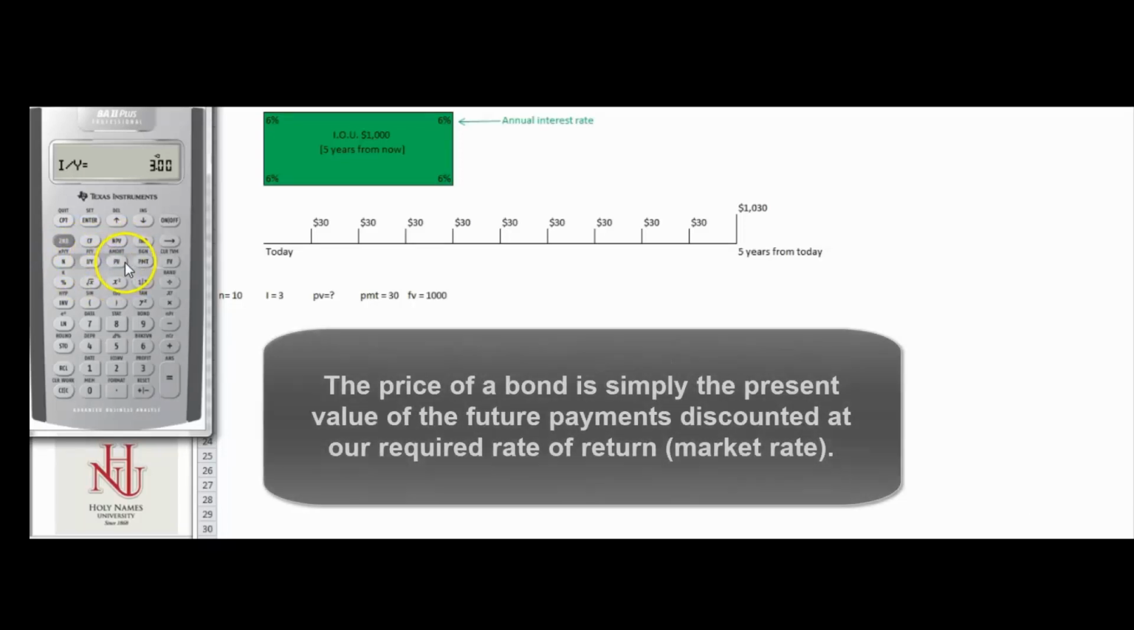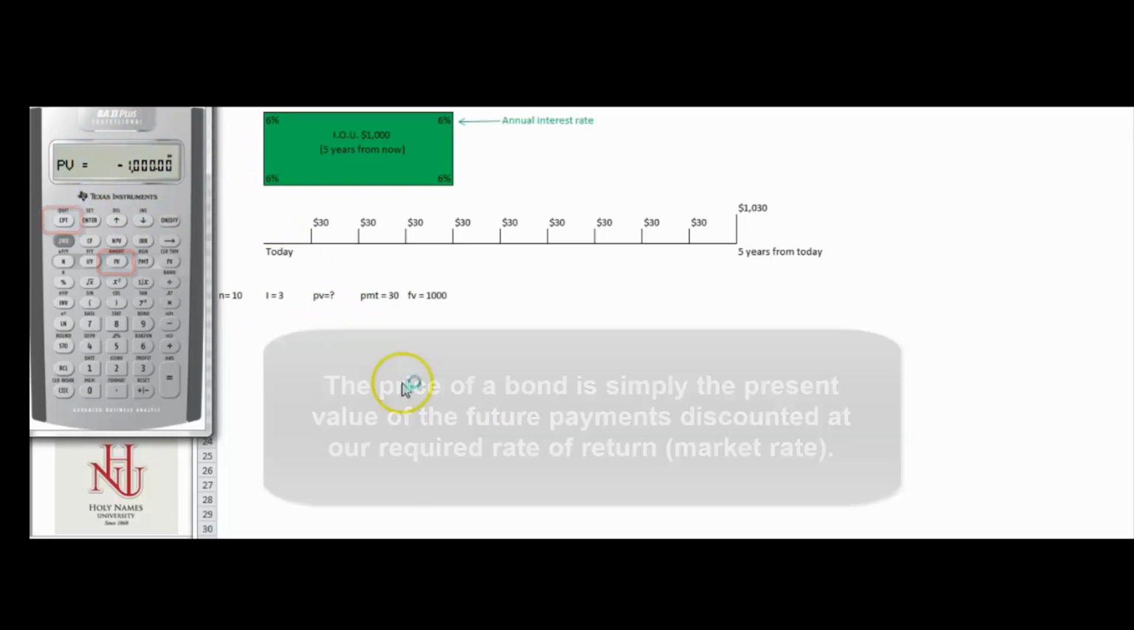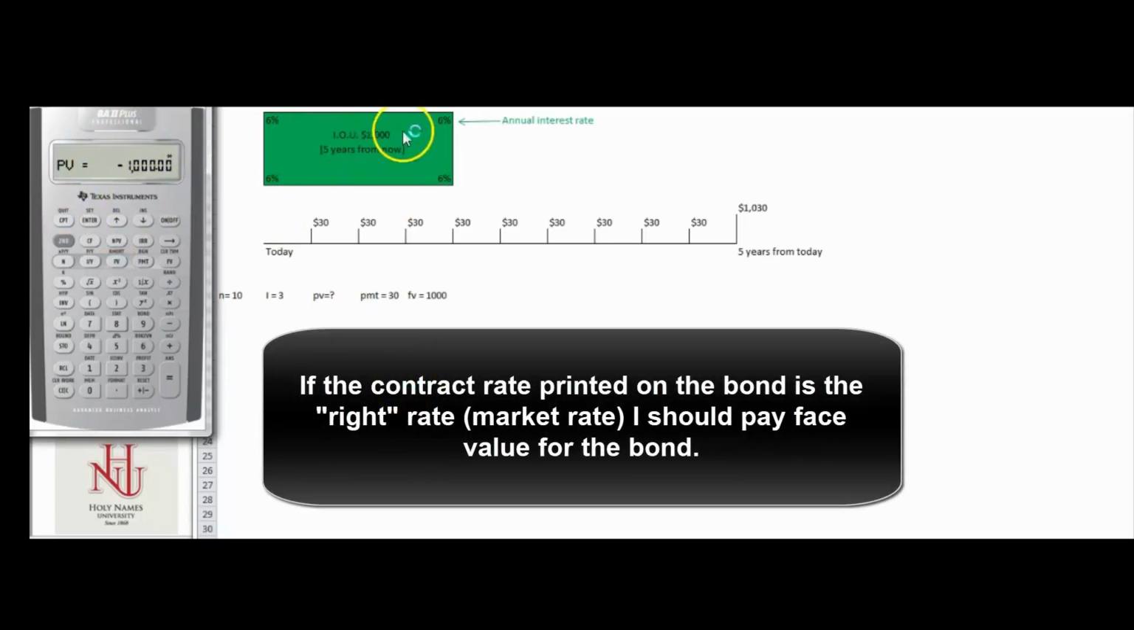PV is what we're going to solve for. 30 is our payment, and 1,000 is our future value. I put them both in as positives because they're both money coming into me. So let's see if we can solve for the present value. And sure enough, it's $1,000. So in a 6% market, I should pay $1,000 for a $1,000 6% bond.